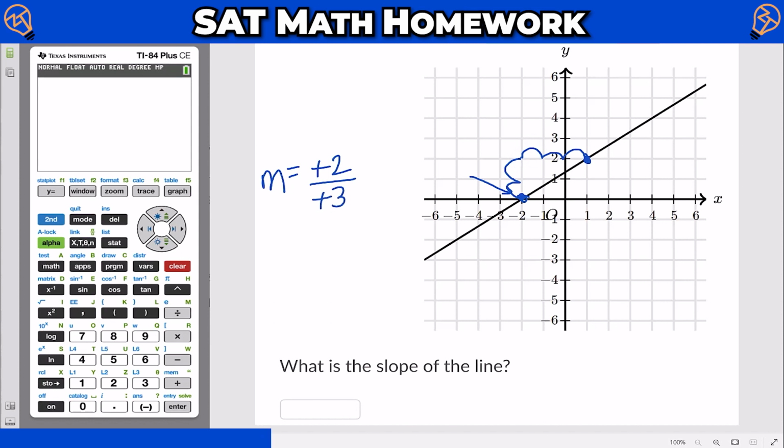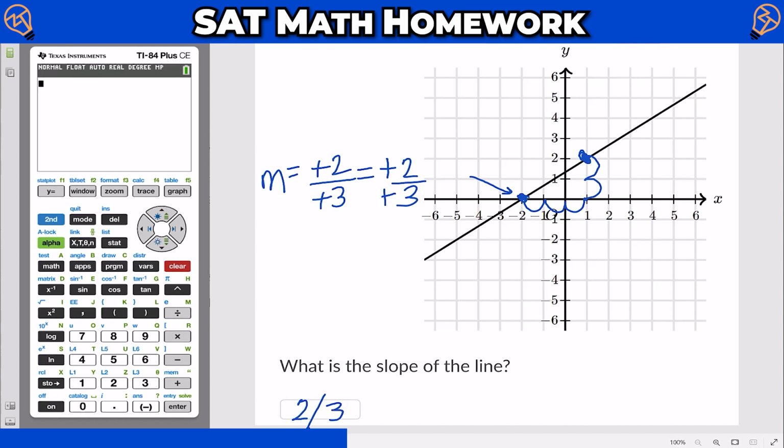Now, if instead I had chosen to start at this higher point and work my way to the lower point, my rise would have been negative because I would go down 2, and my run would be negative because I'd go 3 to the left. 2 negatives still make a positive, so I get the same thing. To me, that's the easiest way to type in your answer, 2/3, as a fraction.